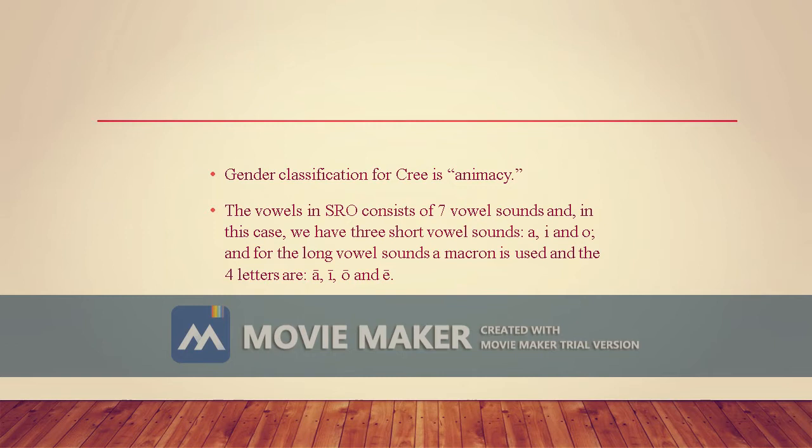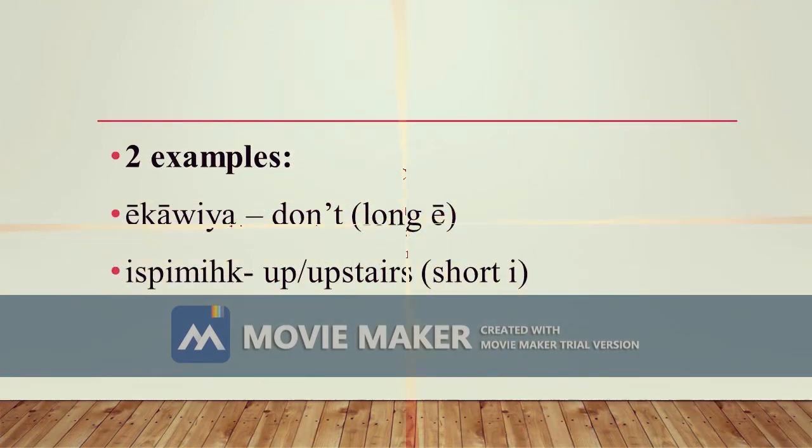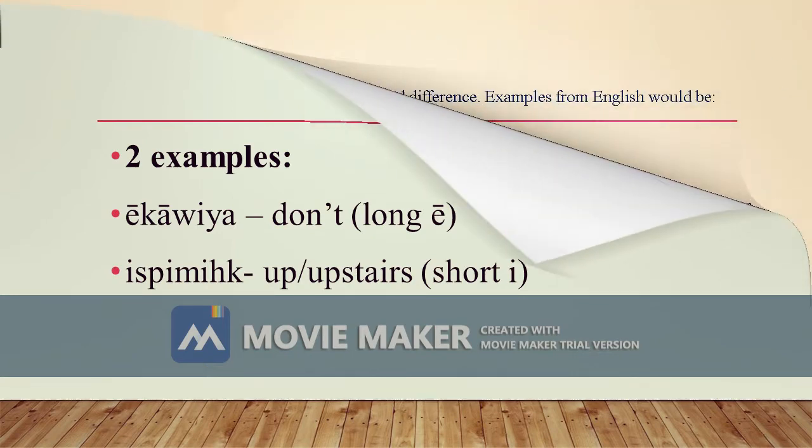The vowels in SRO consist of 7 vowel sounds, and in this case, we have 3 short vowel sounds, A, I, and O. And for the long vowel sounds, a macron is used, and the 4 letters are A, I, O, and E. 2 examples. Igawia means don't, and it has a long E. And then there's ispimik, which means up or upstairs, and it has the short I.